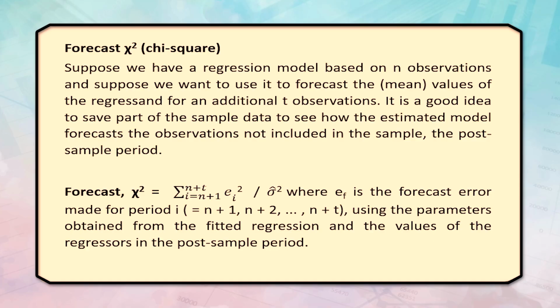After that, we are making a forecast from n plus 1 up to n plus t, and the forecast chi-square, as we have seen earlier, is the summation of ei square divided by sigma square, which follows the chi-square. So, the forecast chi-square is the summation of ei square, with i running from n plus 1 to n plus t, divided by sigma square hat, and that will follow a chi-square distribution as I said. And so, we use this test statistic to test whether the model has a good fit.